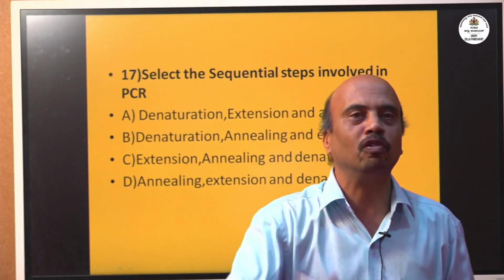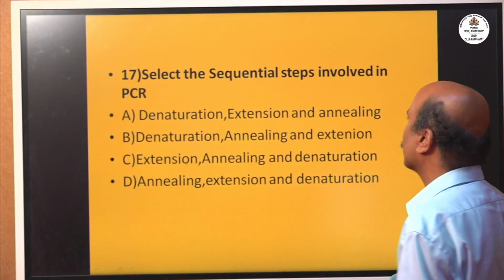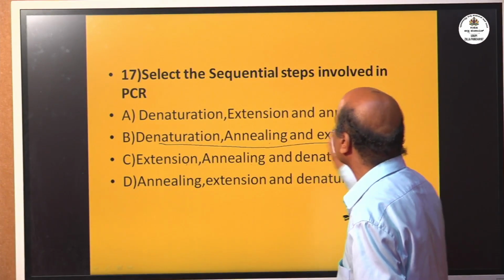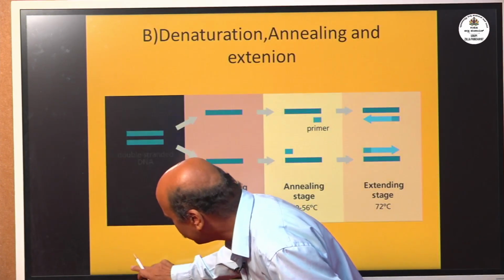So the sequential steps during PCR are denaturation, annealing and extension. This is the correct answer. Okay, we move on to the next question.